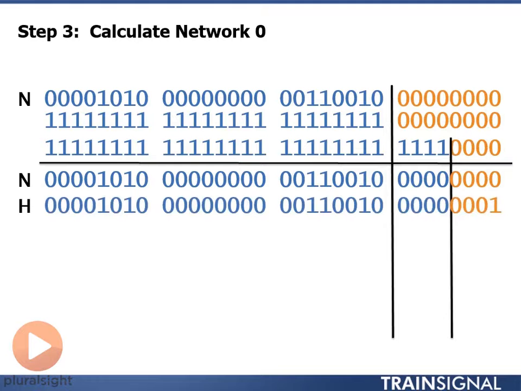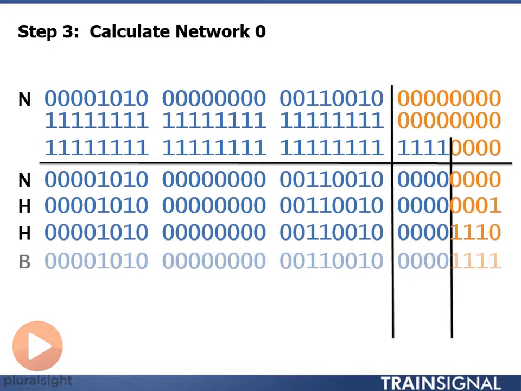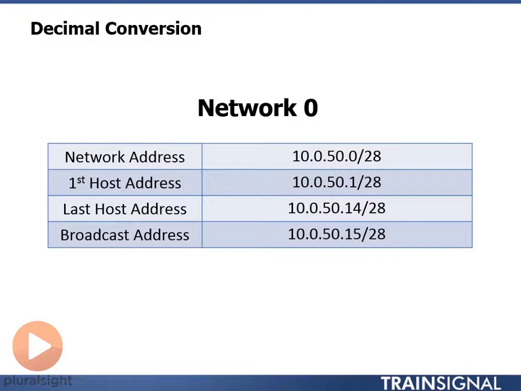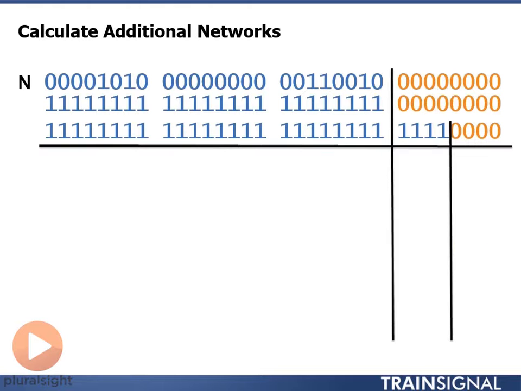I add 1 to the host portion to get my first host. Notice that the network portion of my first host address is exactly the same as my network address. My last host address I can calculate by finding out what my broadcast address is here, which is all ones in the host portion. I subtract 1, and that gives me my last host address. I can convert this to decimal then. My network address is 10.0.50.0/28 this time. My first host address, 10.0.50.1. Last host, 10.0.50.14. And my broadcast address, 10.0.50.15/28.